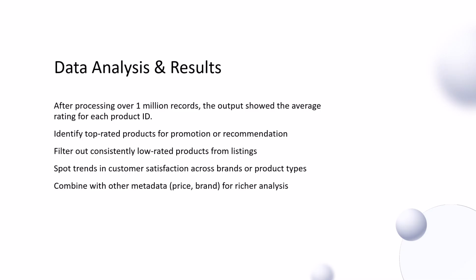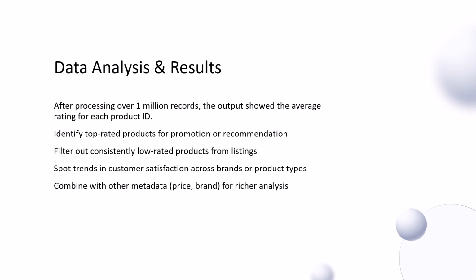After processing over 1 million product reviews using Hadoop MapReduce, I was able to calculate the average rating for each product in Amazon's electronics category. This kind of analysis can be really useful in real applications. For example, we can quickly spot top-rated products that consistently get great feedback. These are perfect for promotion or recommendation.